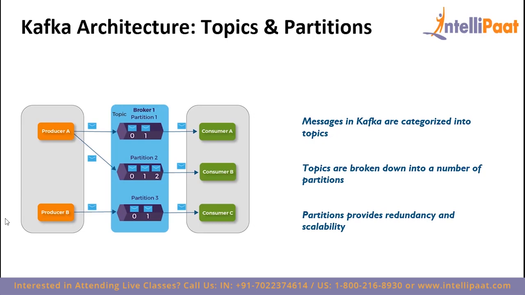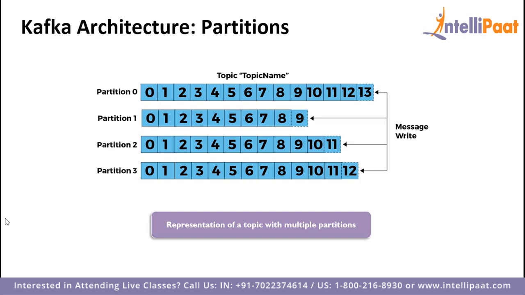These partitions provide redundancy and scalability. Partitions can be hosted on a different server, meaning that a single topic can be scaled horizontally across multiple servers, thus enhancing the performance. The figure over here shows a topic with 4 partitions, with writes being appended to the end of each partition. Here a record is stored on a partition either by record key if the key is present or by round robin if the key is missing.